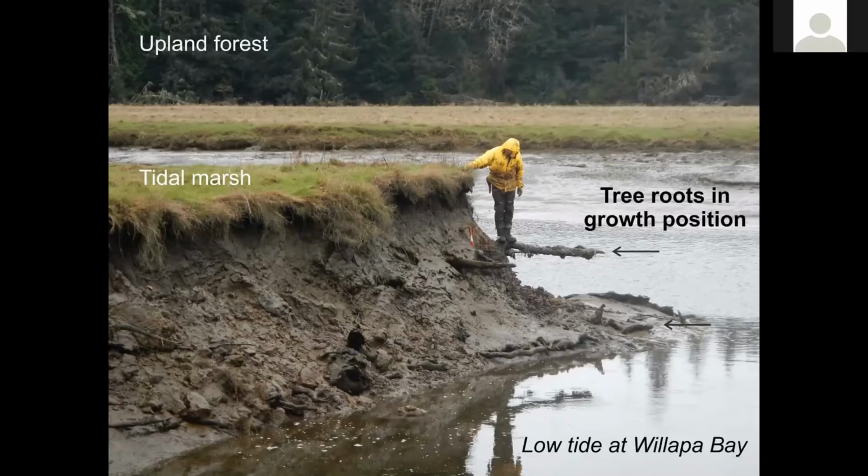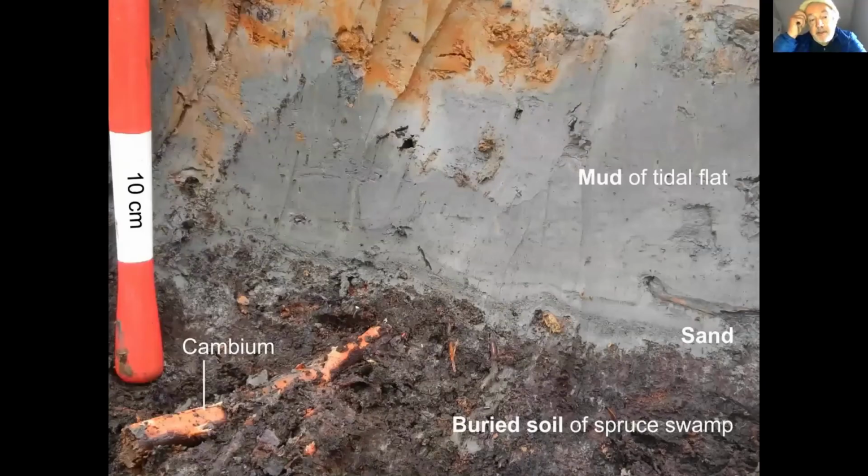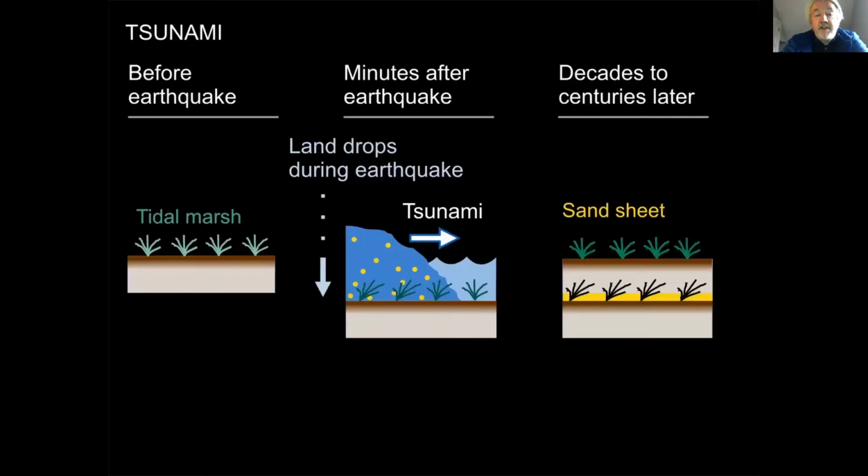And so in that same picture, there was a shovel handle next to the person, and there's the same shovel here, and you can see a couple of layers of sand with some mud in between that coat the forest floor, and one of the spruce roots in growth position. So from this, if instead you're dropping down a tidal marsh in this picture, you have this association then between land level change and tsunami.